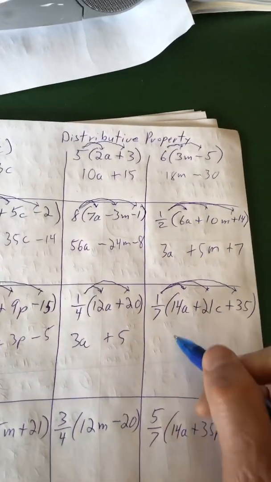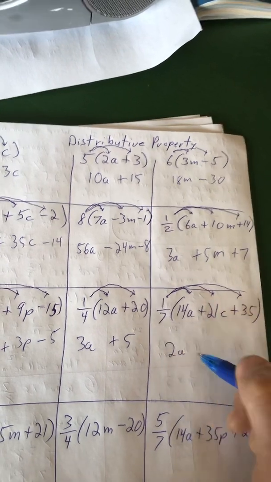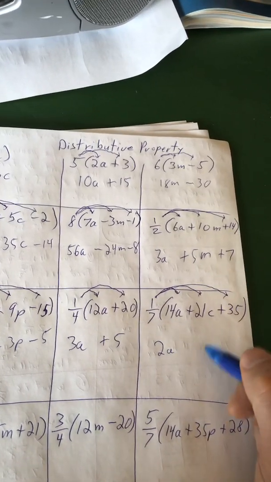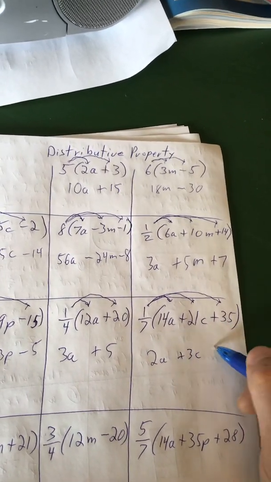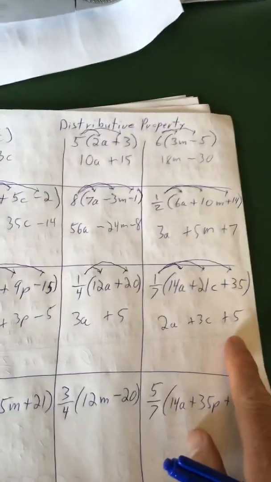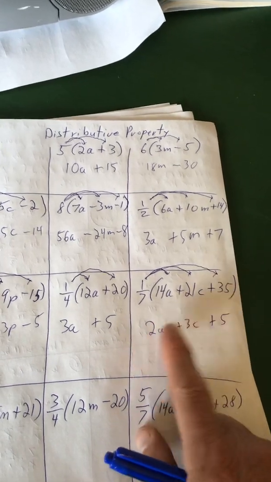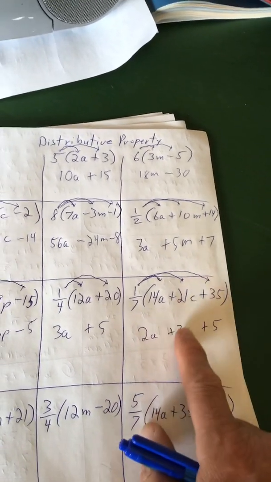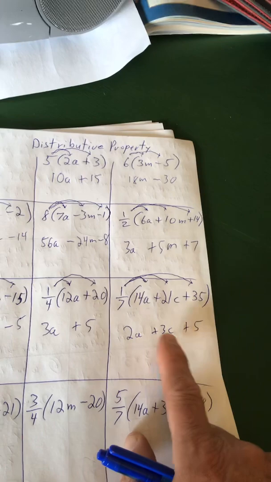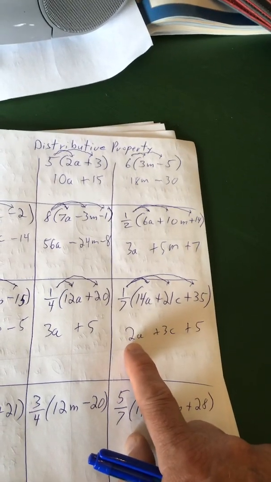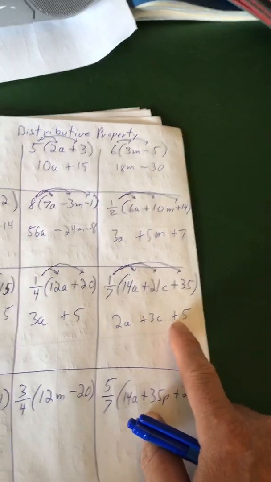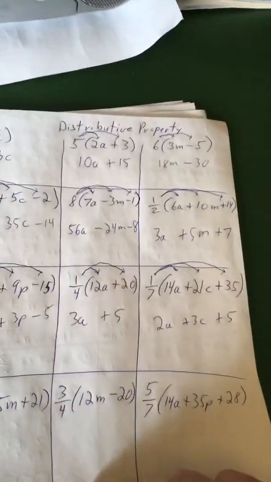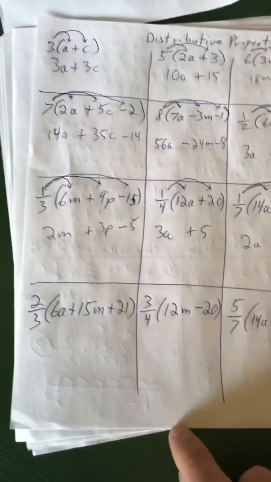So here, 14 divided by 7 is 2, so 14a divided by 7 is 2a. 21c divided by 7 is 3c. 35 divided by 7 is 5. And you're done. There are 3 terms in this algebraic expression. Your variables are a and c. Your coefficient of a is 2, your coefficient of c is 3, and your constant is 5. Just reviewing. Okay, now we're going to take it up.